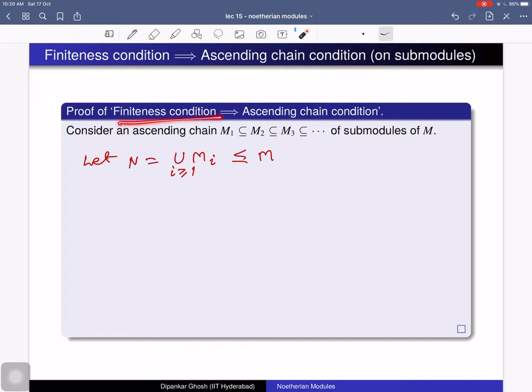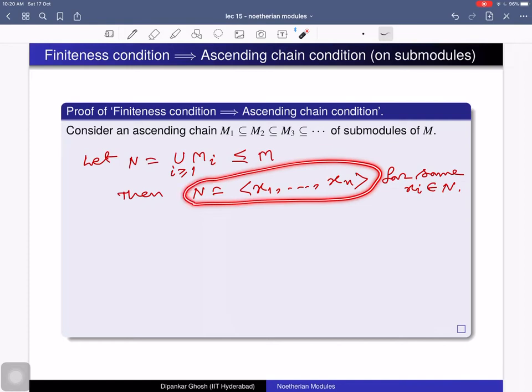So this is a submodule of M, and then we can use this condition. Since we have this condition and this is a submodule of M, N should be finitely generated. Let's say it is generated by x1 up to xn, for some xi belonging to N. We just have to find a certain point n naught such that from n naught onwards all the modules are the same. So how do we do that? We will use the fact that this union is generated by x1 up to xn.